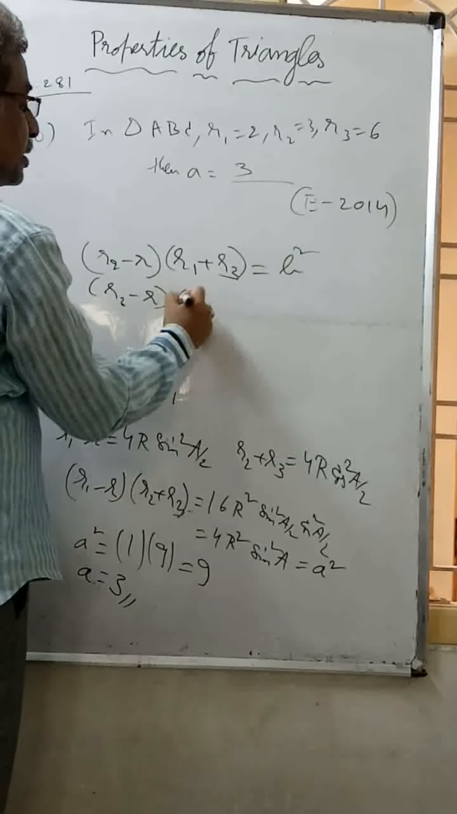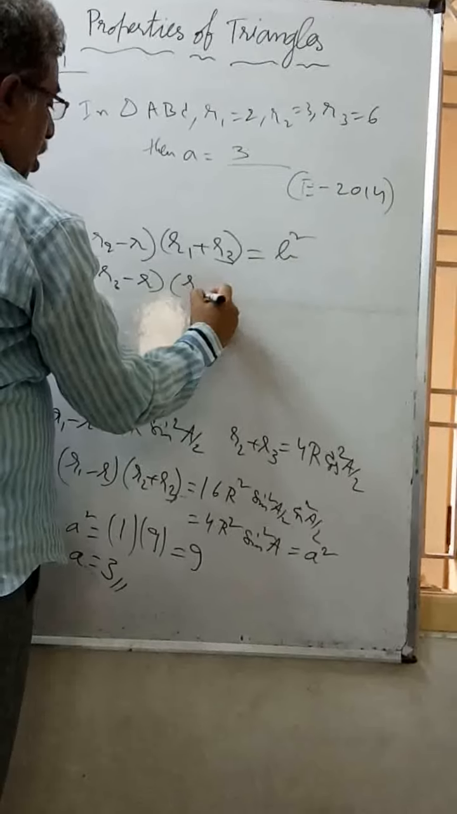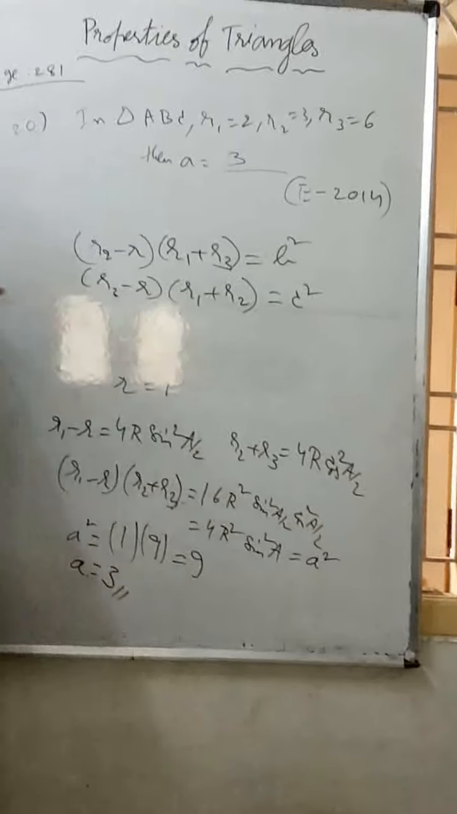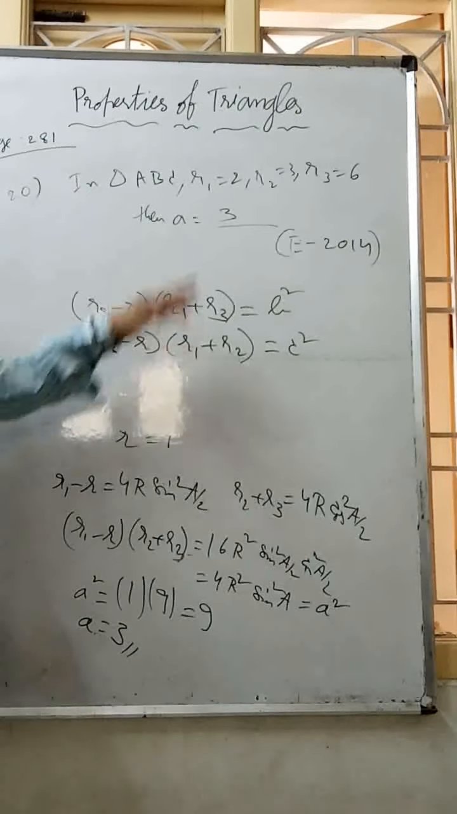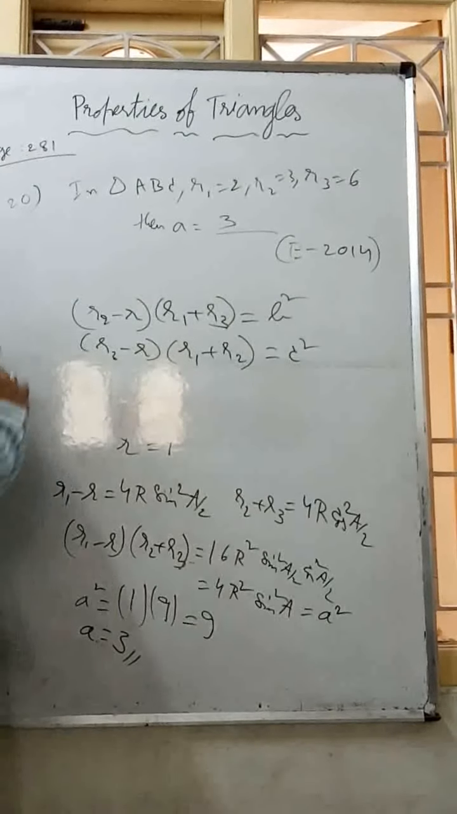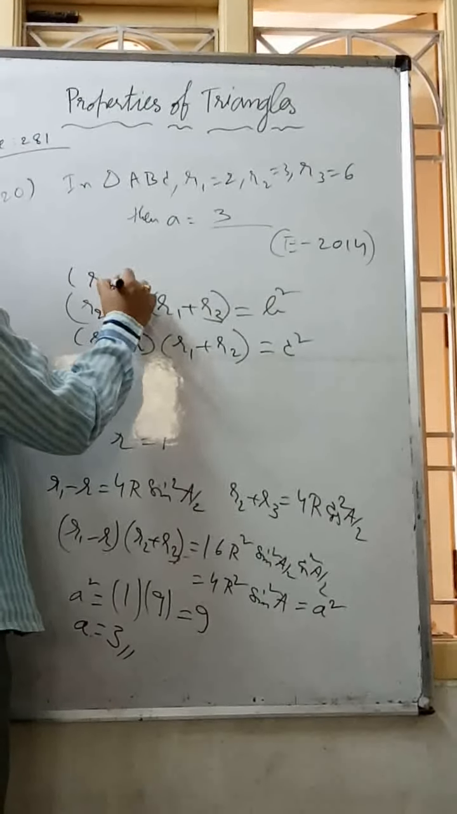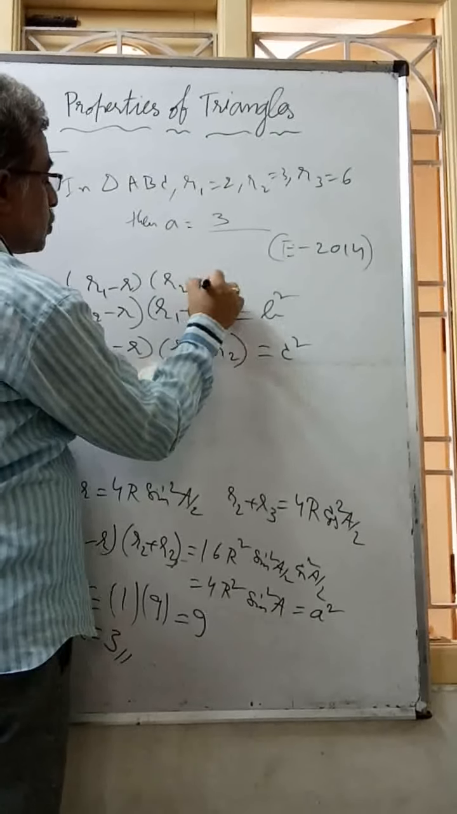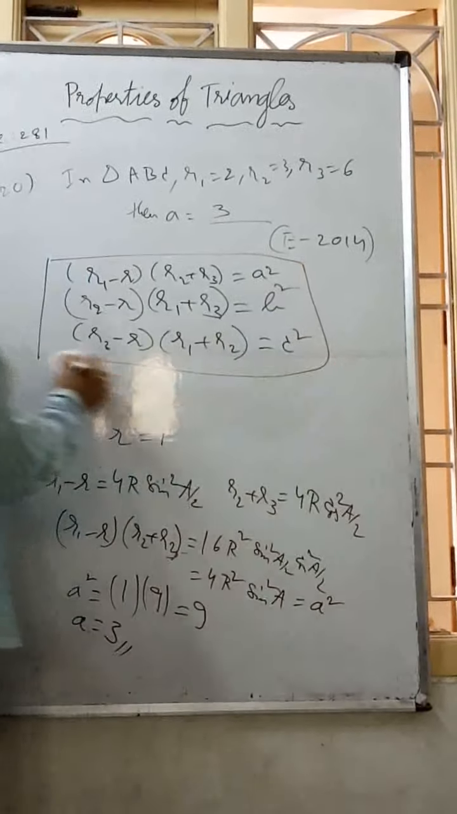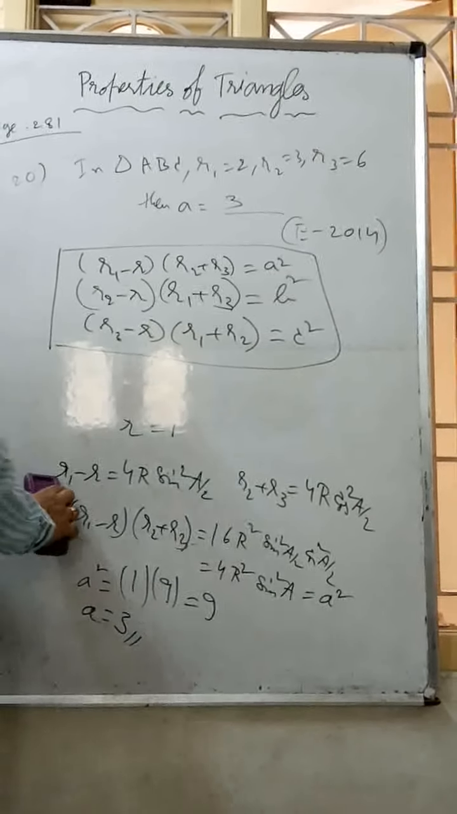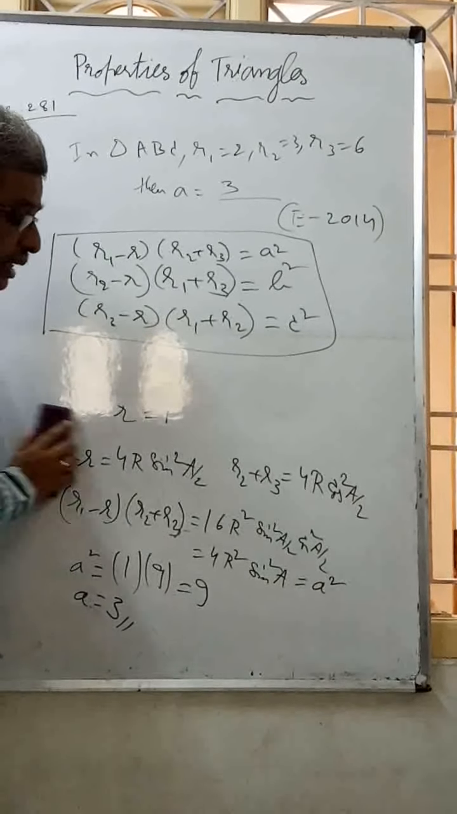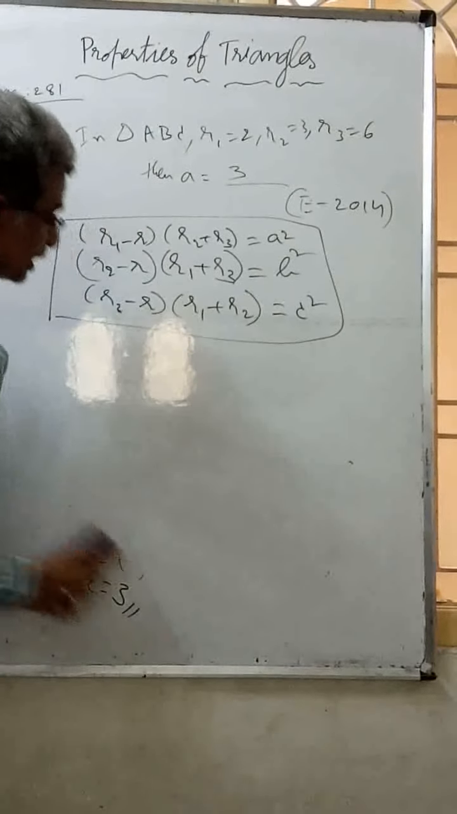(R3 minus R) into (R1 plus R2) is always C square. So we can find A, B, C directly without finding delta, S and all using these formulae. So the first formula is (R1 minus R) into (R2 plus R3) is equal to A square. Learn these formulae by heart, it will be easy for you to solve. R1 minus R is 4R sin square A by 2, R2 plus R3 is 4R cos square A by 2. We already derived. We can derive many things.